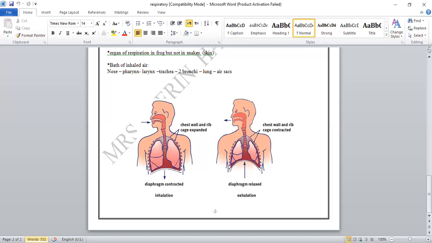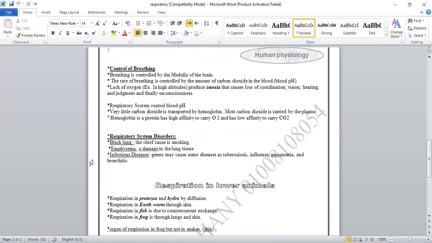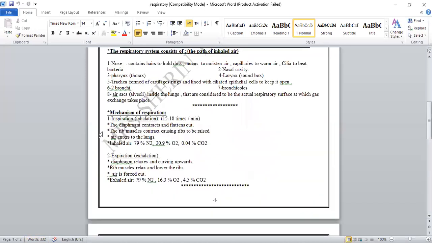So, the mechanism of inhalation, 15 to 18 times per minute: the diaphragm contracts and flattens out, moving down, and the rib muscles contract, causing the ribs to be raised up.